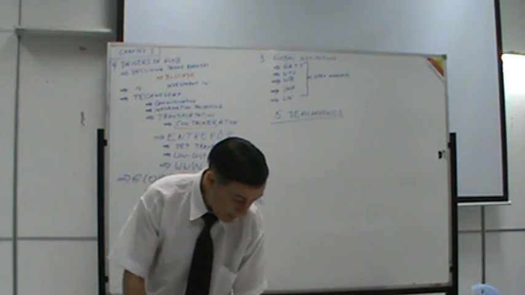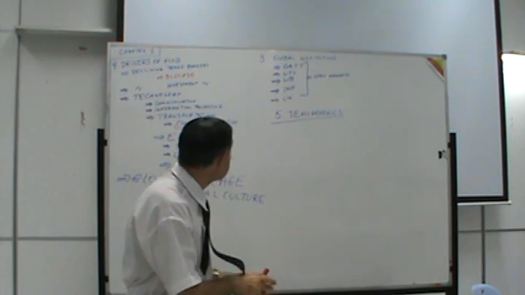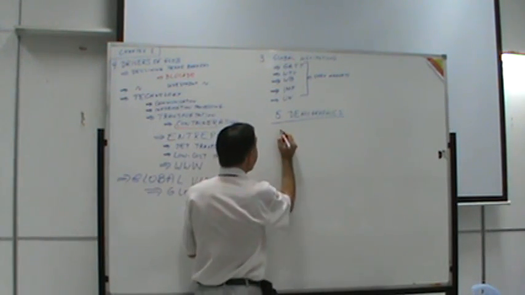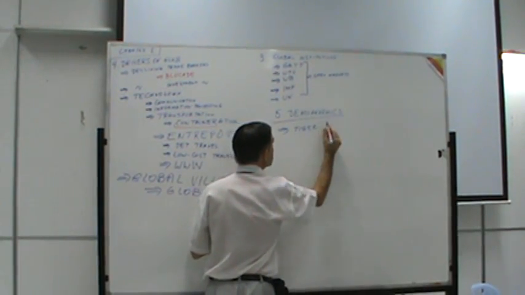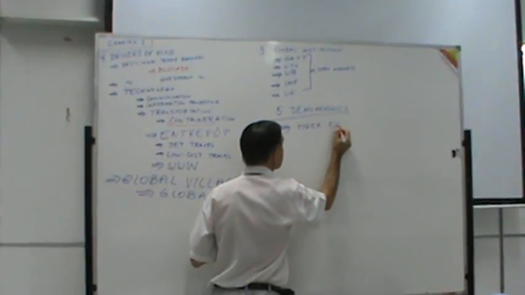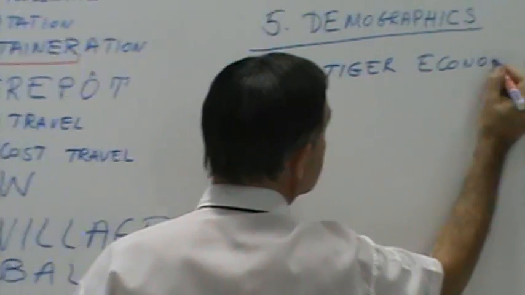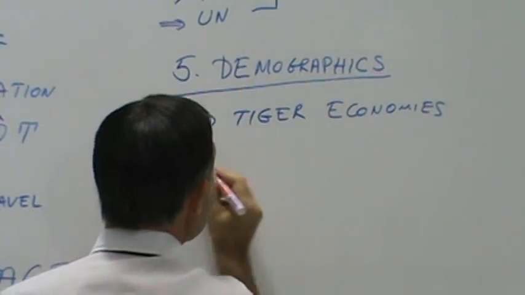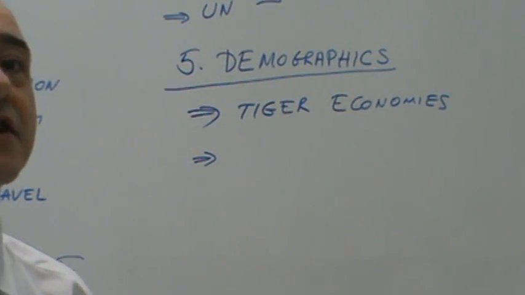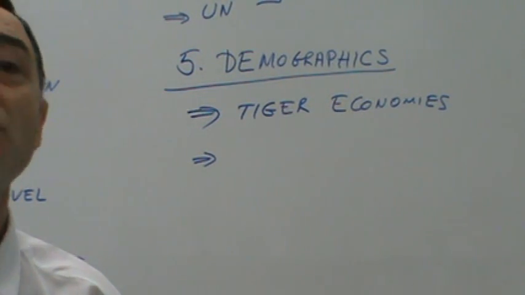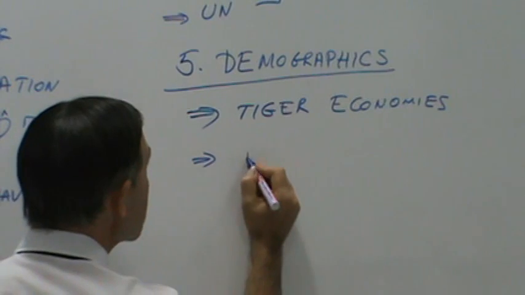So, the rise of these. Okay, so let's write here the tiger, Asian tigers, tiger economies. And over the last 20 years, you got the rise of what is known as the tiger cubs.